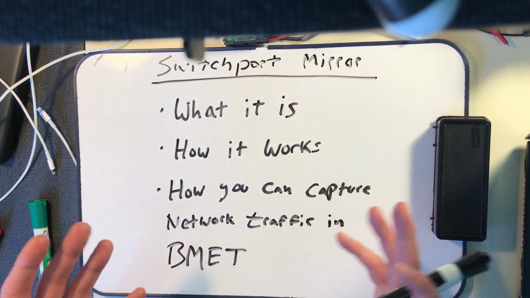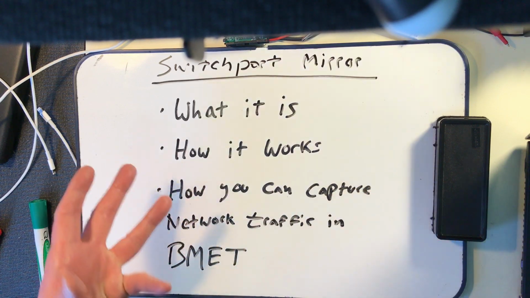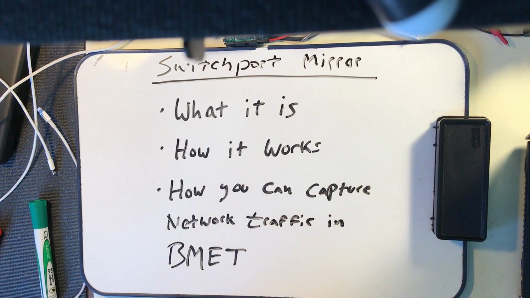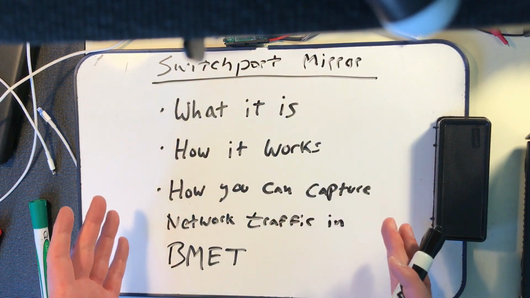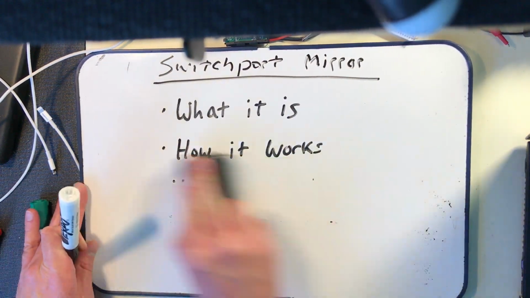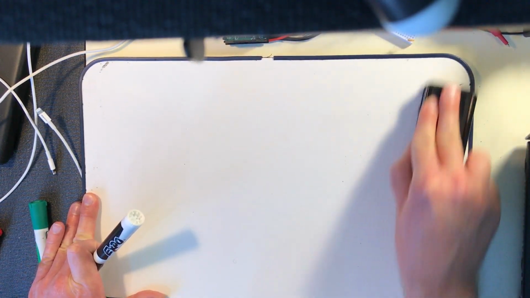In general, it is the method of copying data from a switch port and sending it out to another specified port. And this lets you capture network traffic, even though it may not necessarily be for you. So let's go over a little bit about how a switch works and why switch port mirroring is a thing.